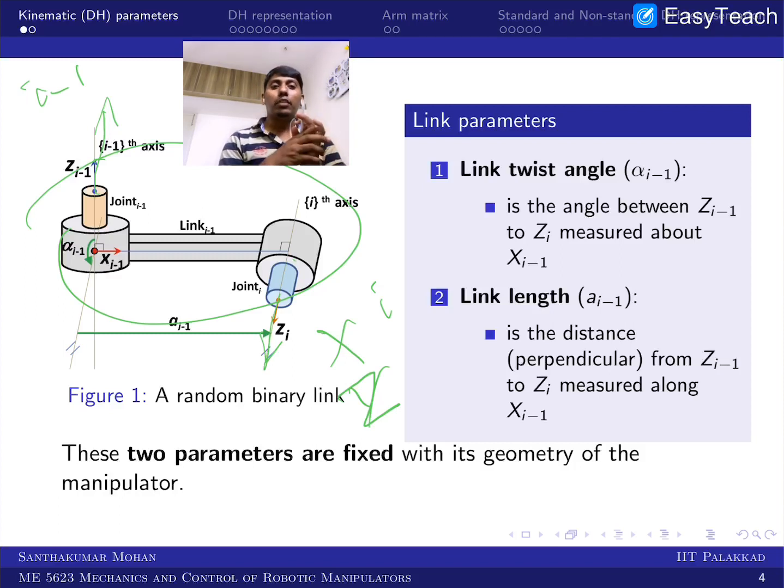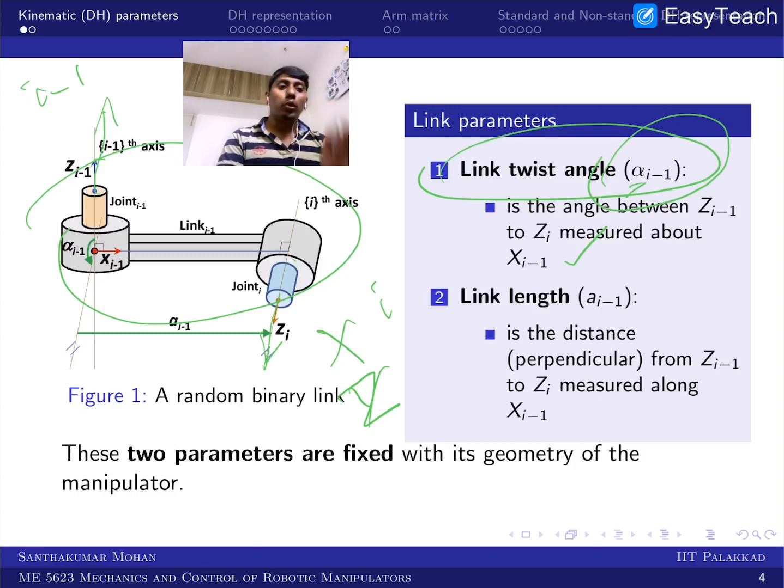Now I fix xi minus 1. About xi minus 1, if I rotate zi minus 1 to zi, that is what you call the link twist, because this is zi minus 1, this is zi, and you are rotating and making them parallel. So this angle is called the link twist angle. Since it is represented by alpha, but rotated about the i minus 1 axis, it is called alpha i minus 1. So the link twist angle is the angle from zi minus 1 to zi measured about xi minus 1. Anything related to link is about or along x. Anything related to joint is about or along the z axis.